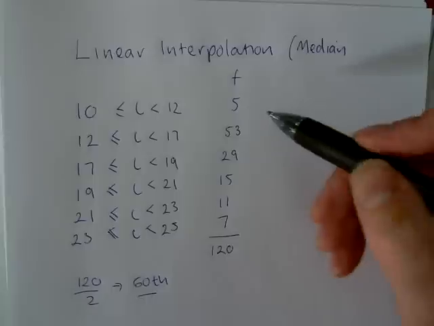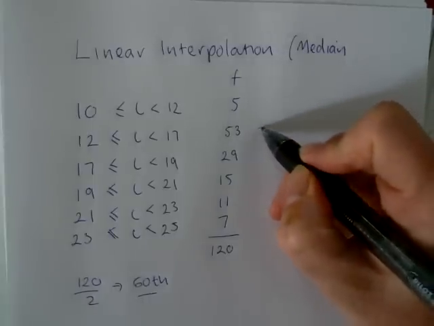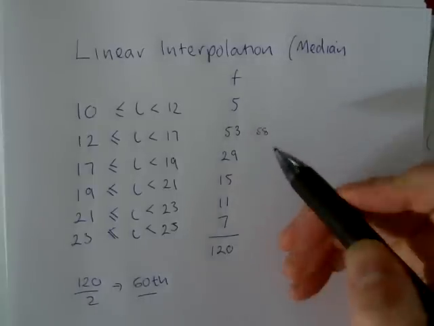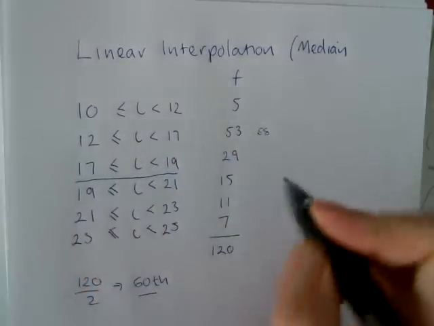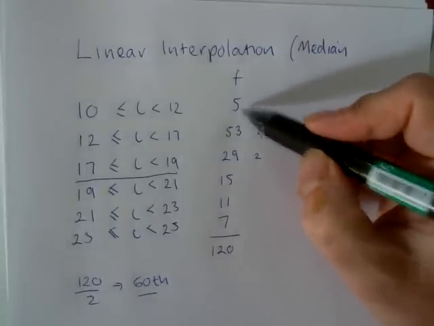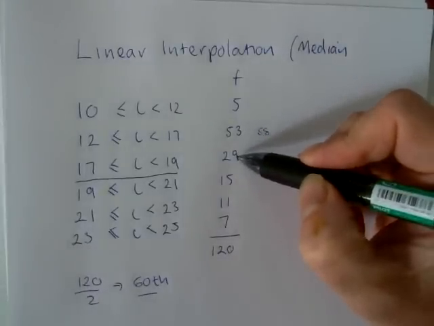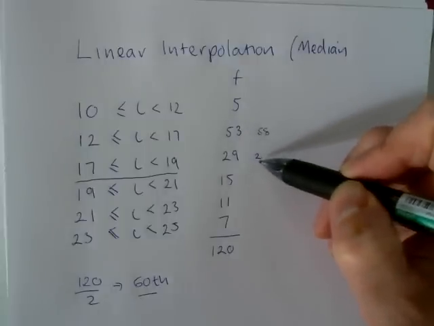So where is the 60th score? Well, it's not here, there's only 5 there. There's another 53 here, which takes up to 58. So the 60th score then is going to be in this interval, and it's going to be the second score in that interval. So 5 and 53 and 2 come to 60.